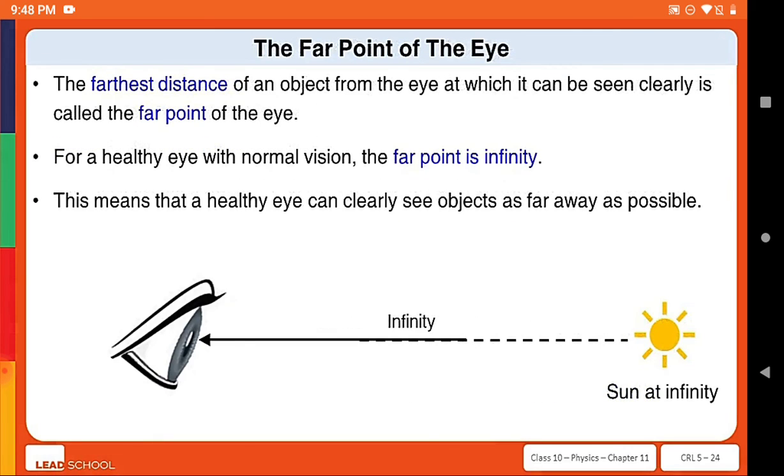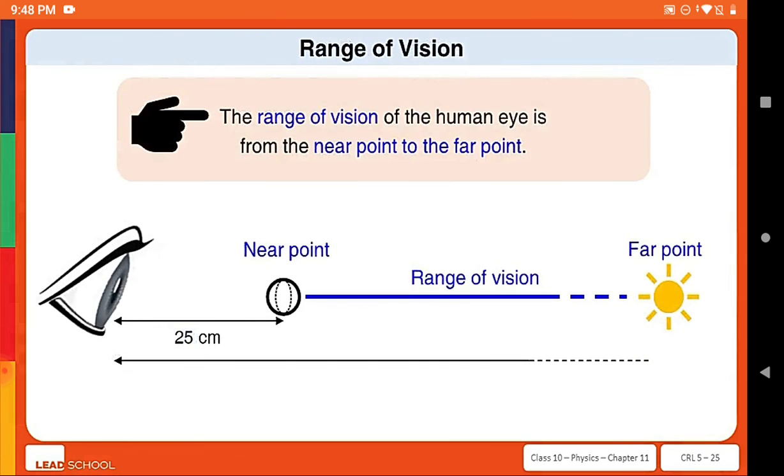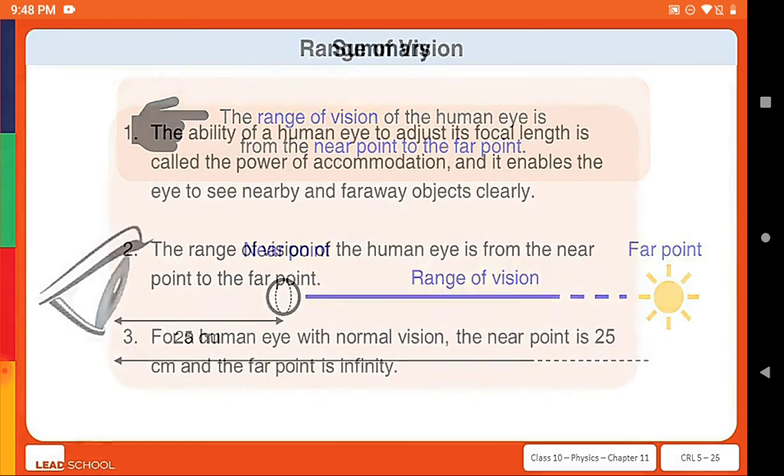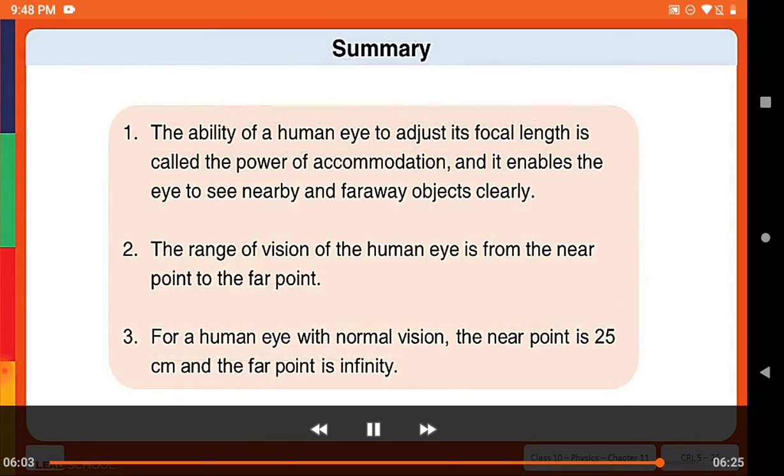Similarly, the farthest distance of an object from the eye at which it can be seen clearly is called the far point of the eye. For a healthy eye with normal vision, the far point is infinity. The range of vision of the human eye is from the near point to the far point. Let us summarize what we have learned. The ability of a human eye to adjust its focal length is called the power of accommodation.